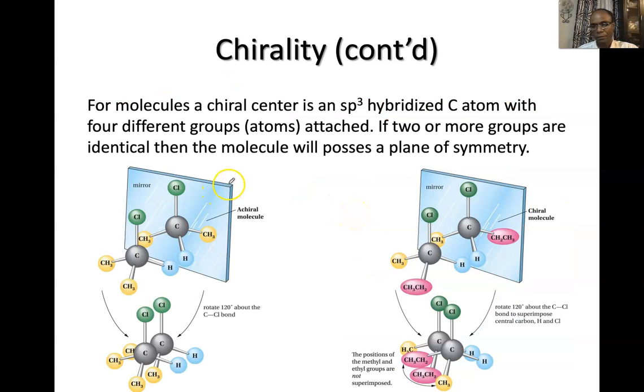So we've given the overview. Now let's look at molecules. Okay, for molecules, a chiral center is an sp3 hybridized carbon atom with 4 different groups, and those groups could be groups of atoms or just an atom. If 2 or more groups are identical, then the molecule will possess a plane of symmetry and it's going to be called achiral.